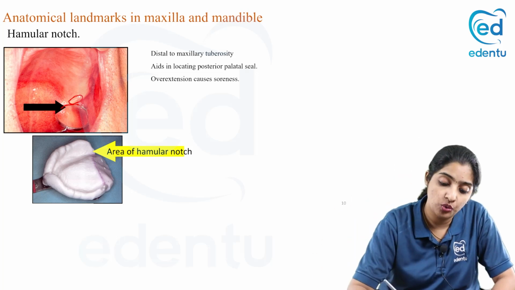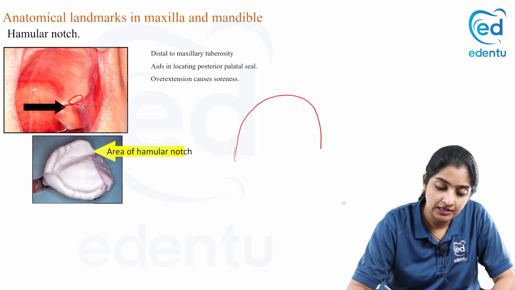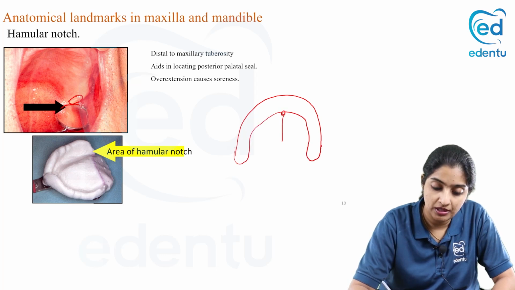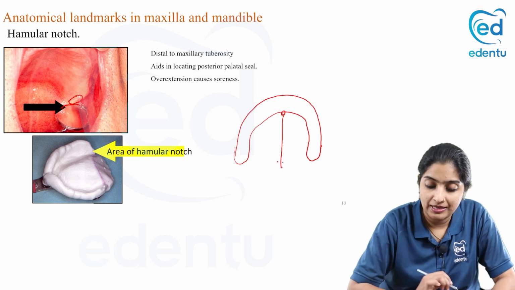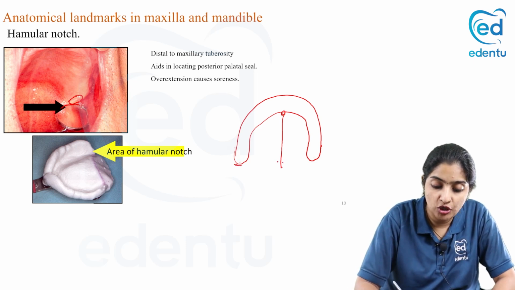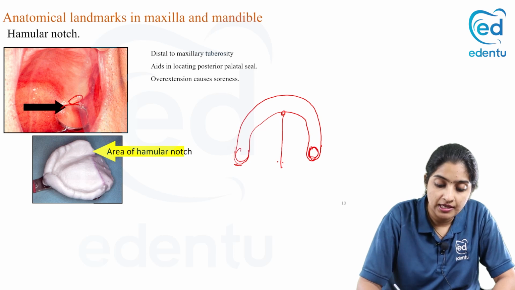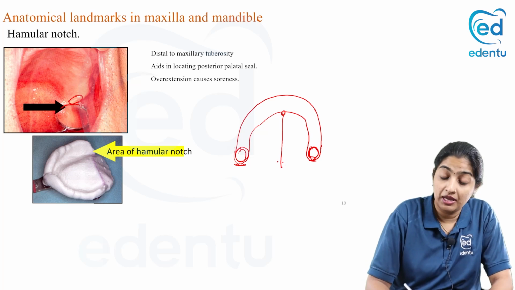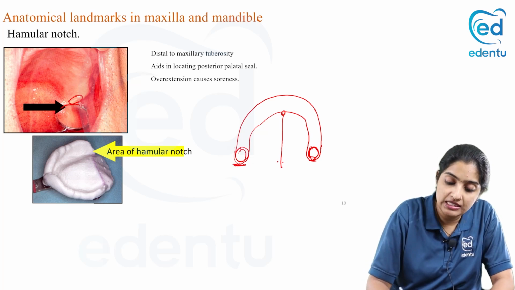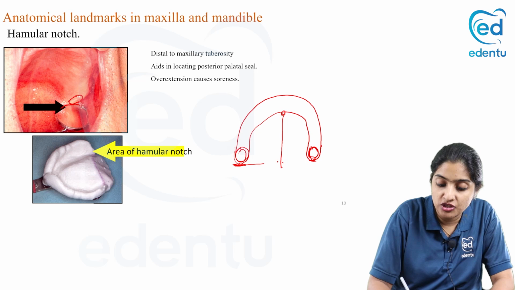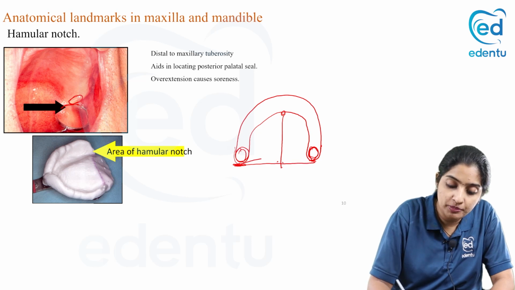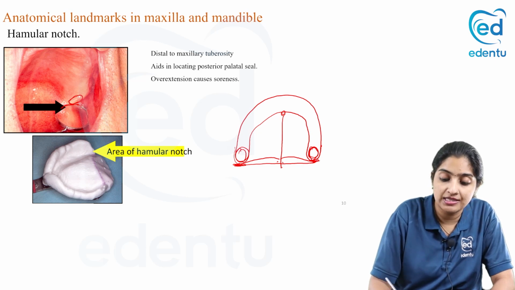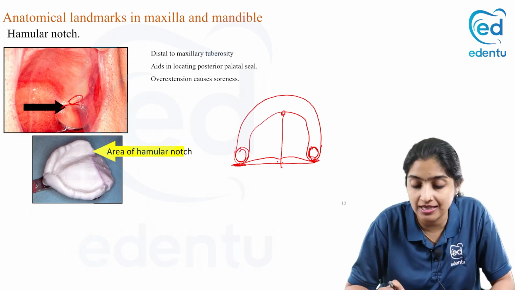One is the hamular notch. If this is the arch, this is the maxillary tuberosity, incisive papilla, mid-palatine raphe, palatini. Now, this area beyond the maxillary tuberosity is called your hamular notch. Now, from one side to the other side, you draw an imaginary straight line and a Cupid's bow imaginary line. It forms your posterior palatal seal area. So, this area includes your posterior palatal seal area.